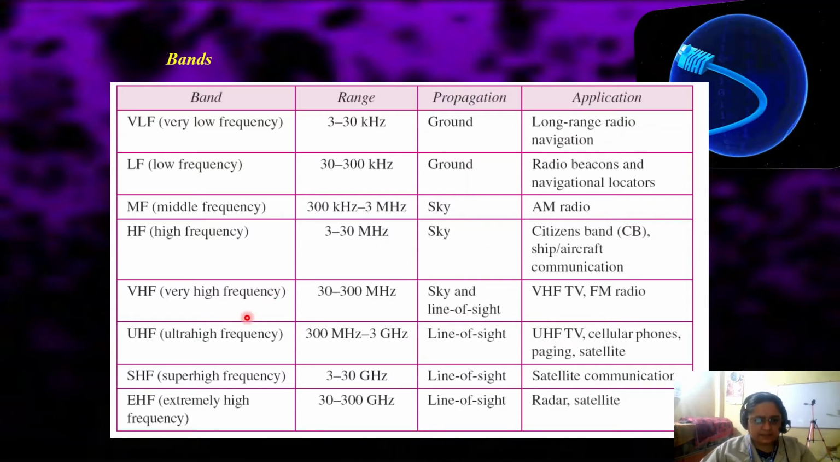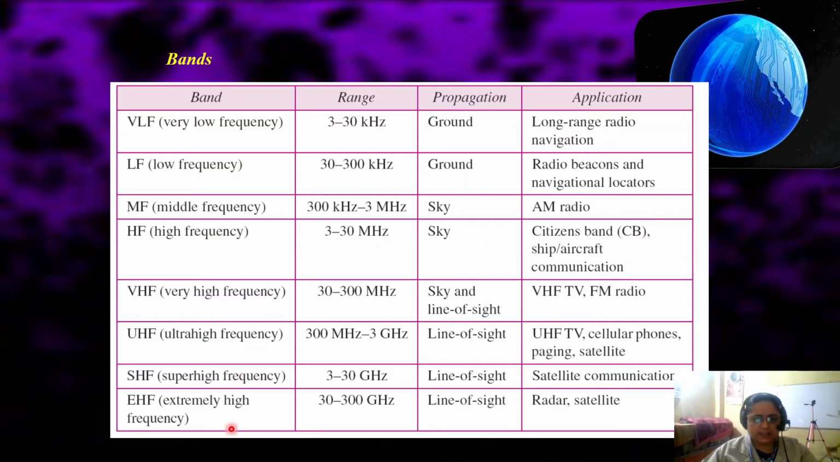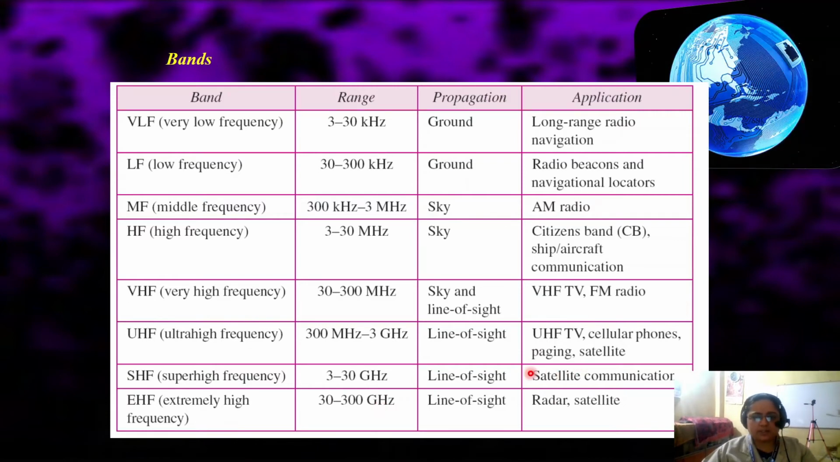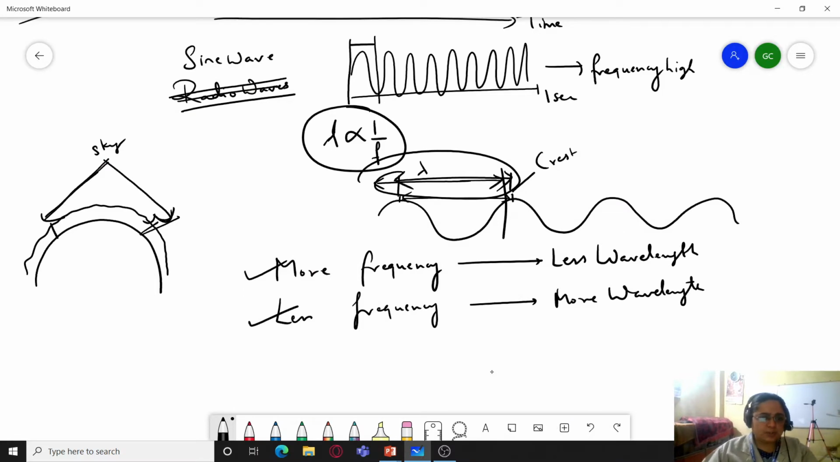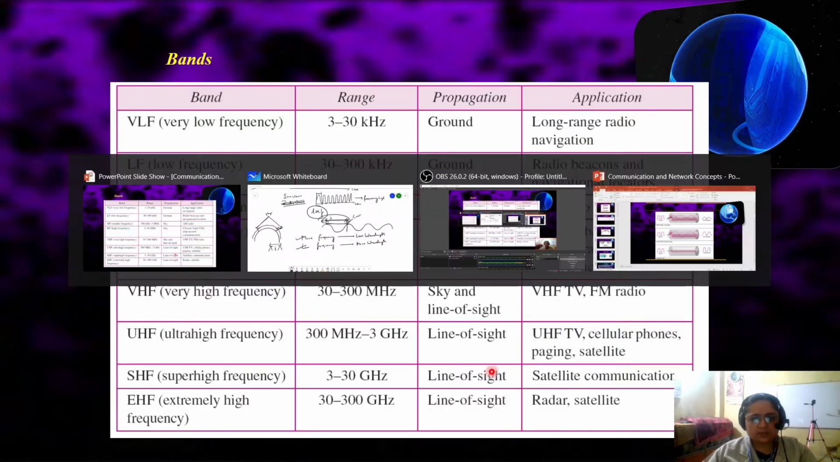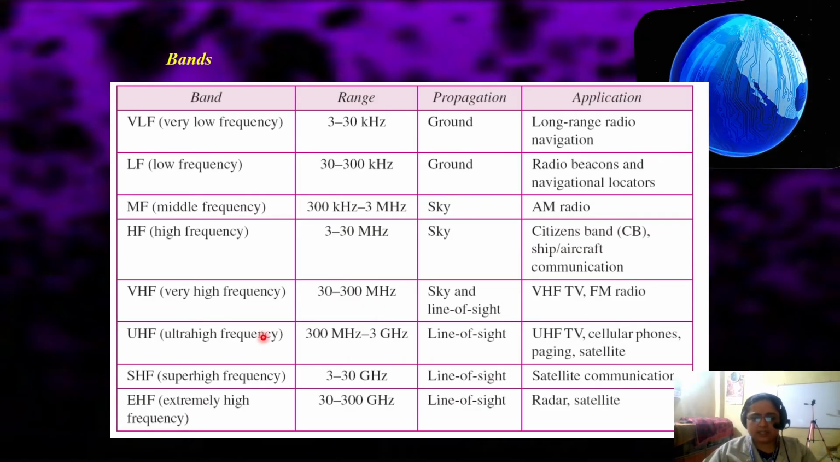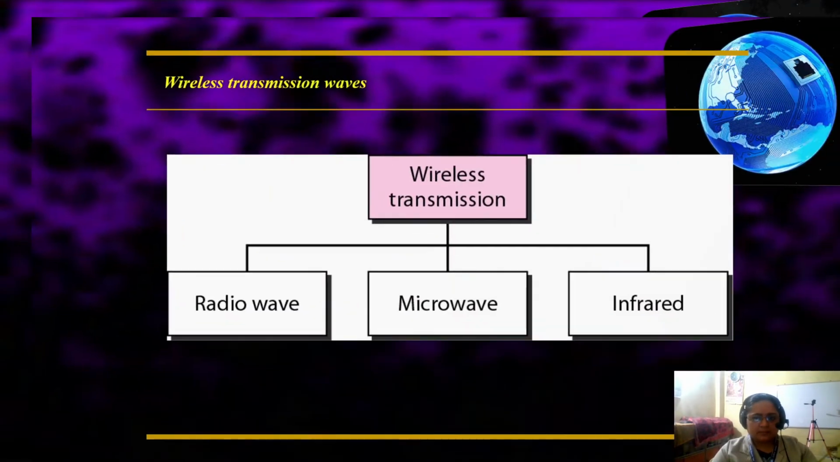Then as frequency increases, you can see that the propagation changes into line of sight. That is, both antennas should be in line of sight with each other to be able to communicate without any obstacle in between. So that is known as line of sight communication.